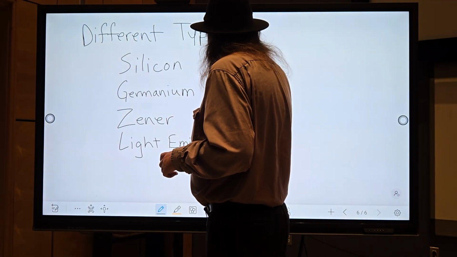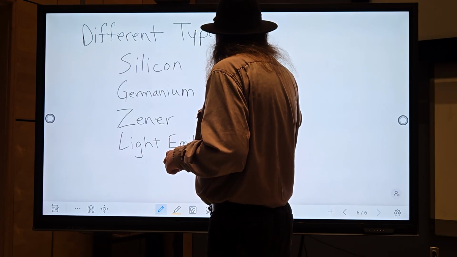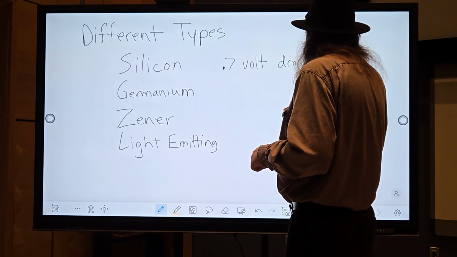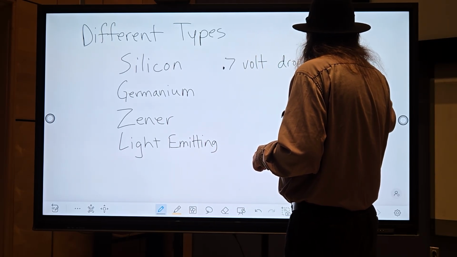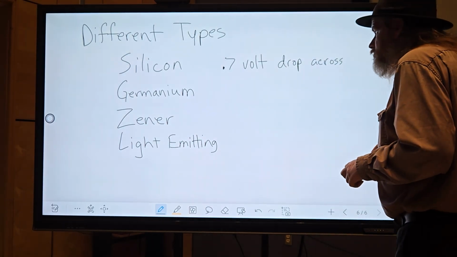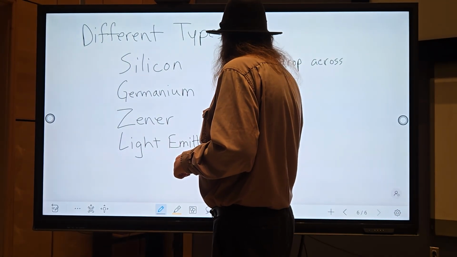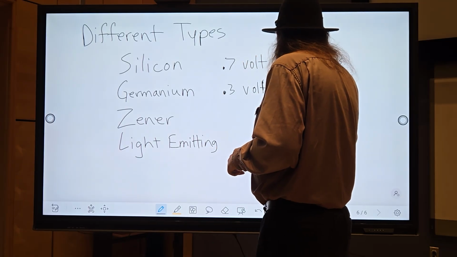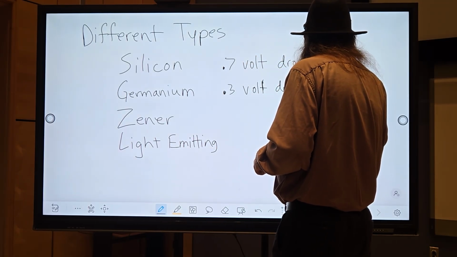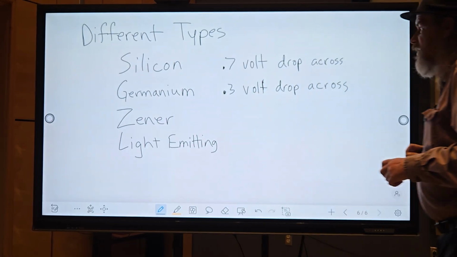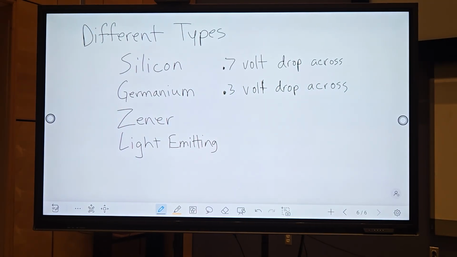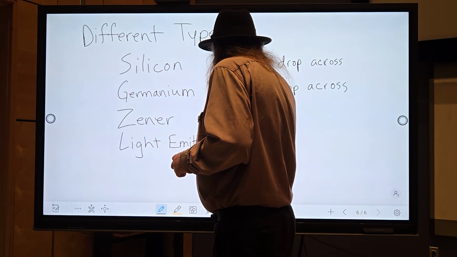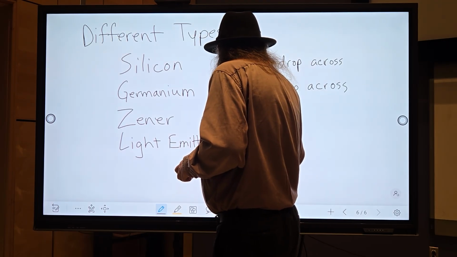There is typically a 0.7 volt drop across the diode on a silicon. There's a 0.3 volt drop across a germanium diode. Different materials have different voltage drop characteristics. A Zener diode has a particular breakdown voltage, very precise typically.